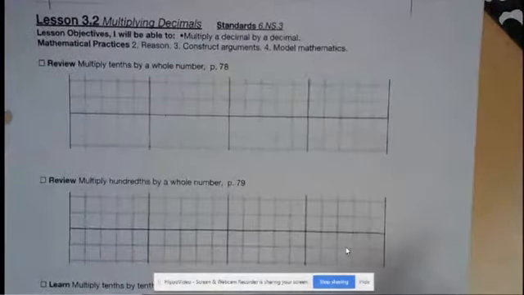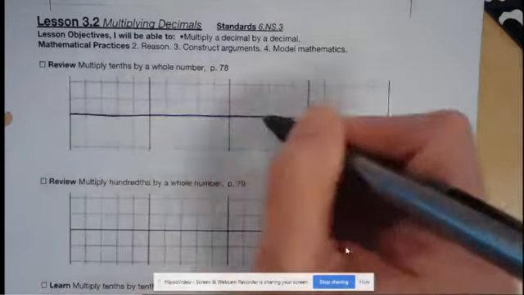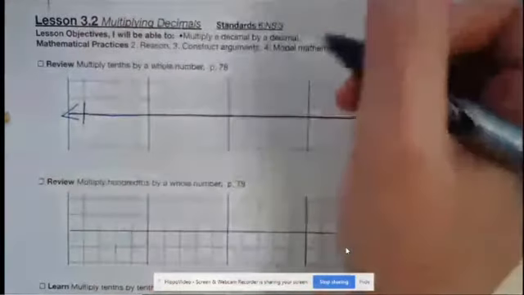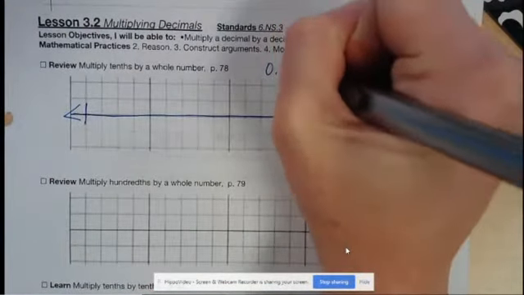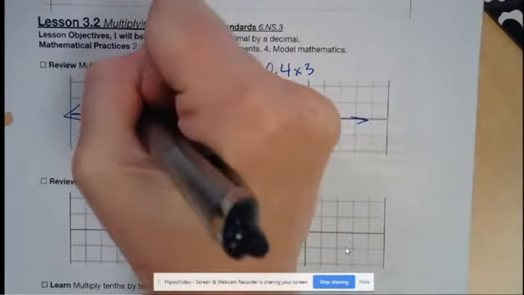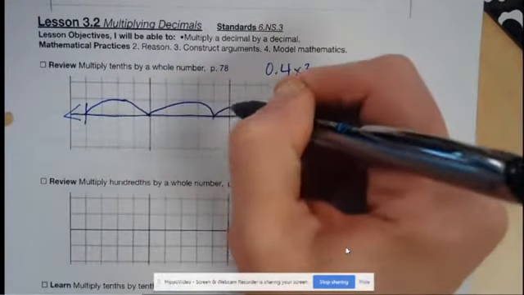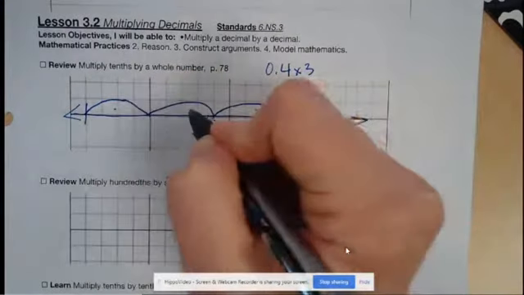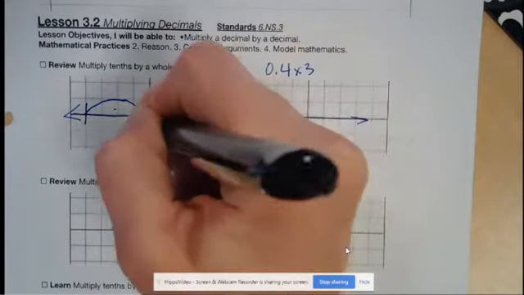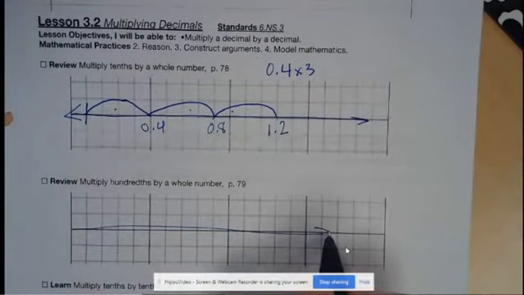And then moving on to multiplying decimals. Page 78 shows you that you can multiply tenths with a number line. So if I had 4 tenths times 3, like they show you in the learn section, I would just take a jump of 4 tenths and do that 3 times. That's 4 tenths plus 4 tenths plus 4 tenths, which would end up at 1 and 2 tenths. And then I could do the same thing with hundredths.